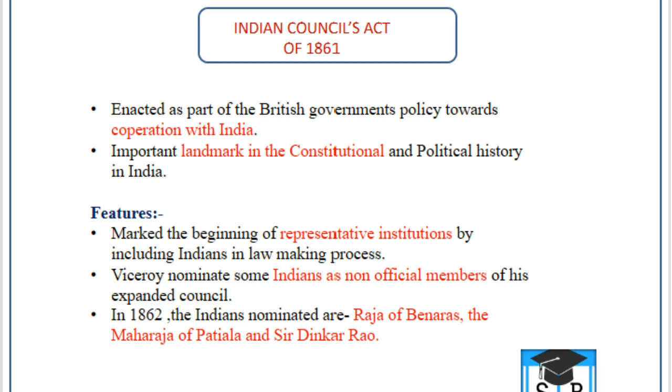It is an important landmark in the constitutional and political history of India. The major feature of this act is that it marked the beginning of representative institutions in India by associating Indians with the lawmaking process. It provided that the Viceroy should nominate some Indians as non-official members of his expanded council. For that purpose, in 1862, Lord Canning, the then Viceroy of India, nominated three Indians to his legislative council: the Raja of Benares, the Maharaja of Patiala and Sir Dinkar Rao.